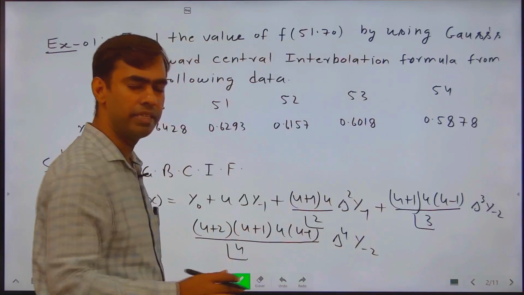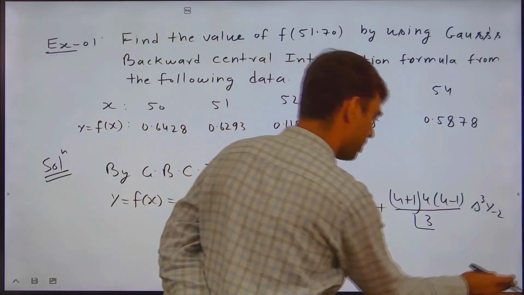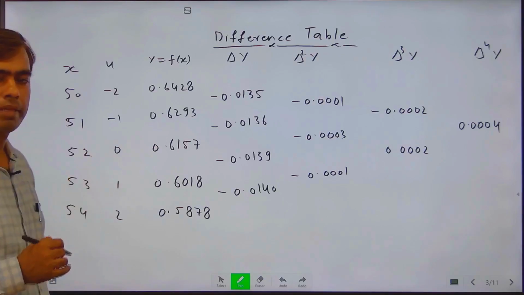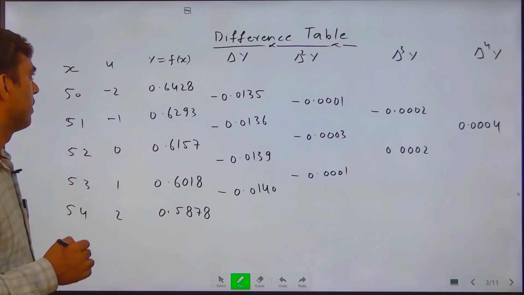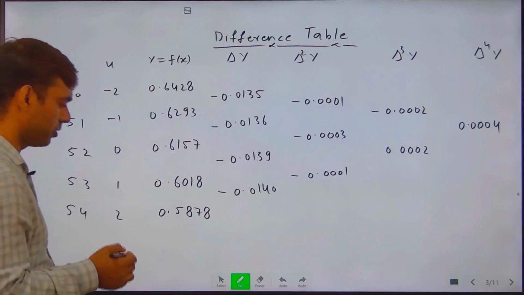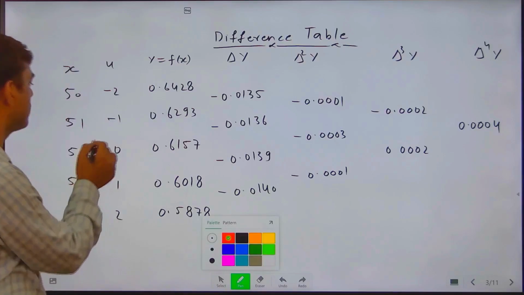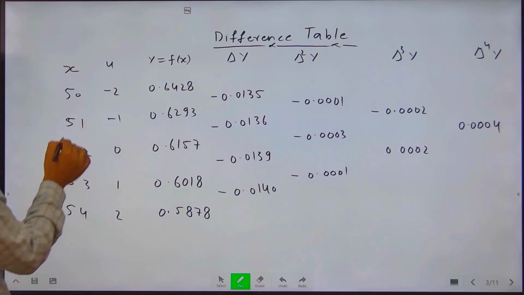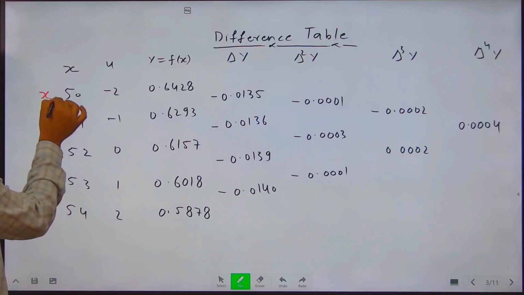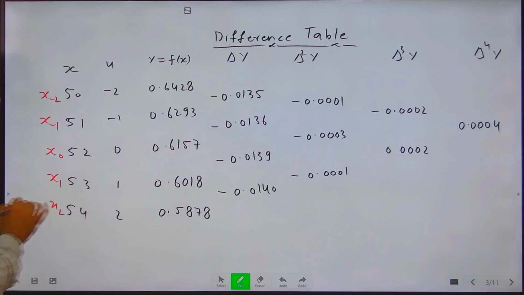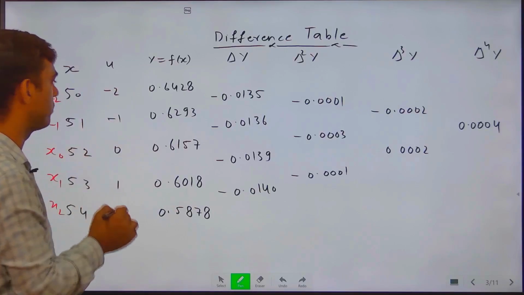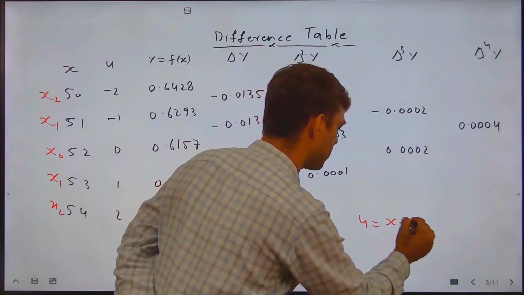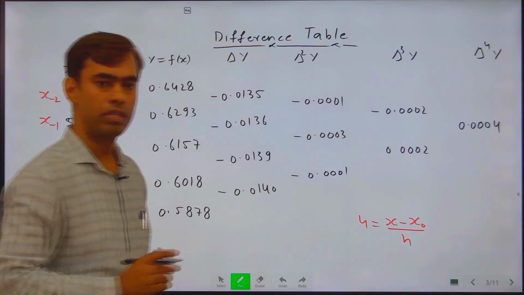In order to save time, we have already constructed the forward difference table, because this is a very easy process. Here we choose this one as x0, this one as x_{-1}, this as x_{-2}, this as x1, this as x2, and the corresponding values of u. What is u? u = (x − x0)/h.